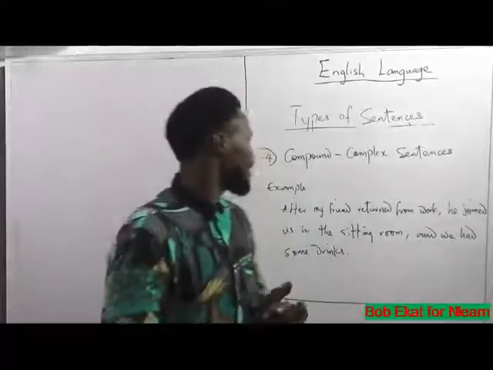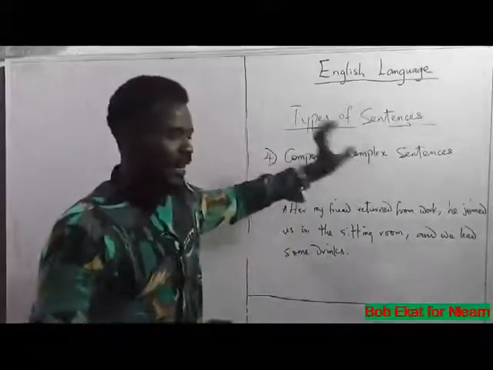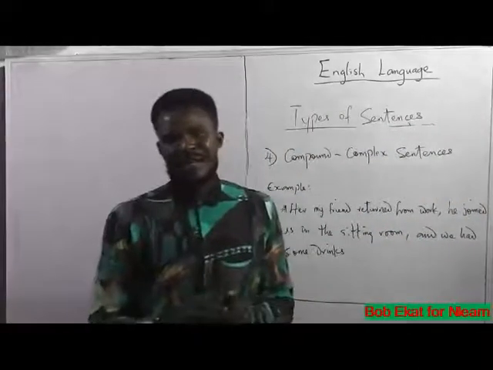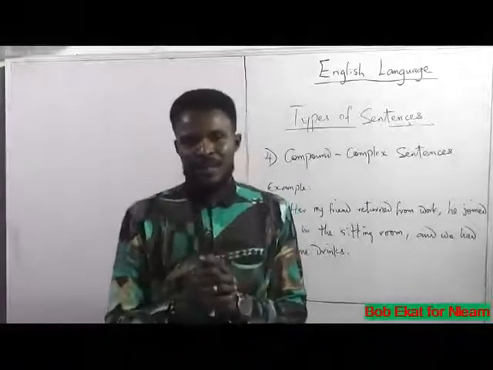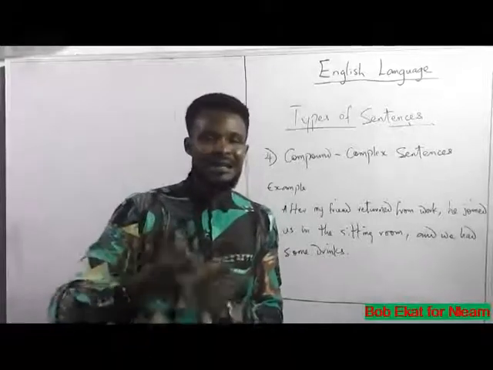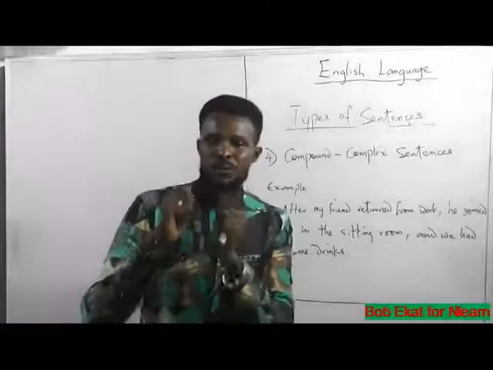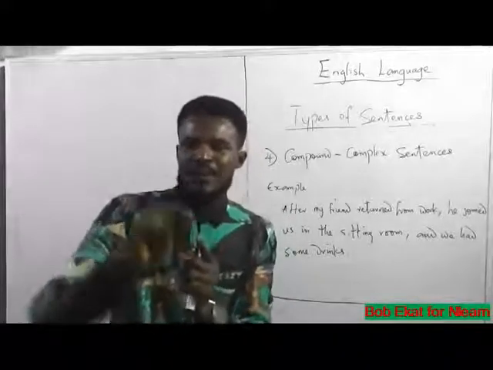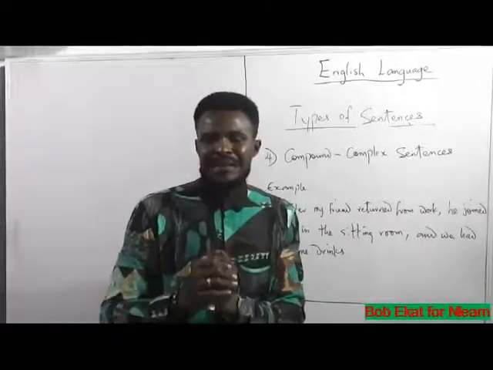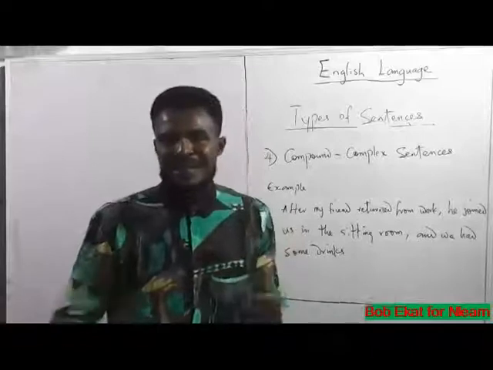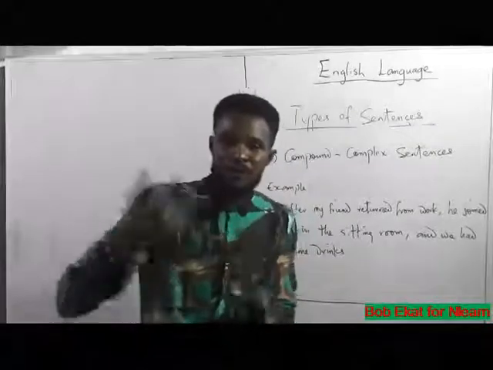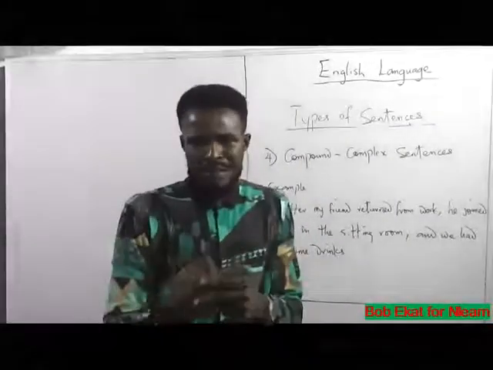Lastly, we have the compound complex sentence. One thing you need to know is that a compound complex sentence has two independent clauses and at least one dependent clause. Here I come again: a compound complex sentence has two independent clauses and at least one dependent clause. It means you may have one or two dependent clauses in a compound complex sentence.